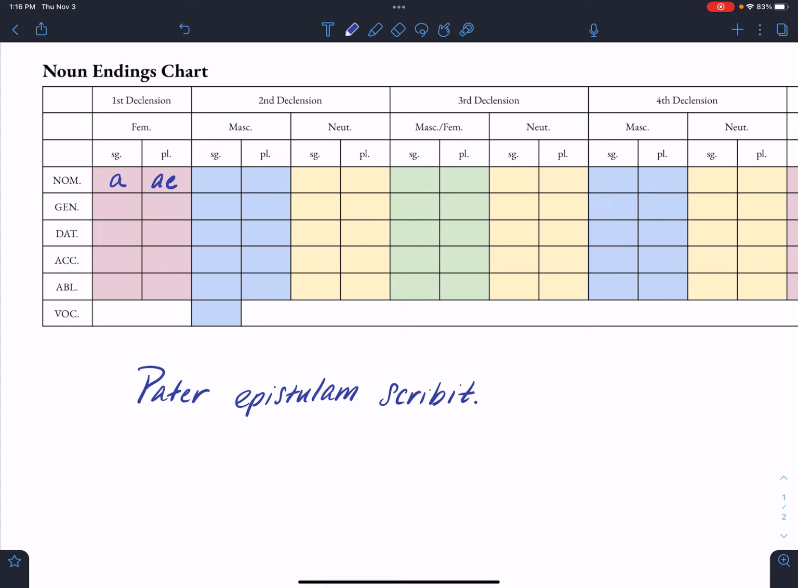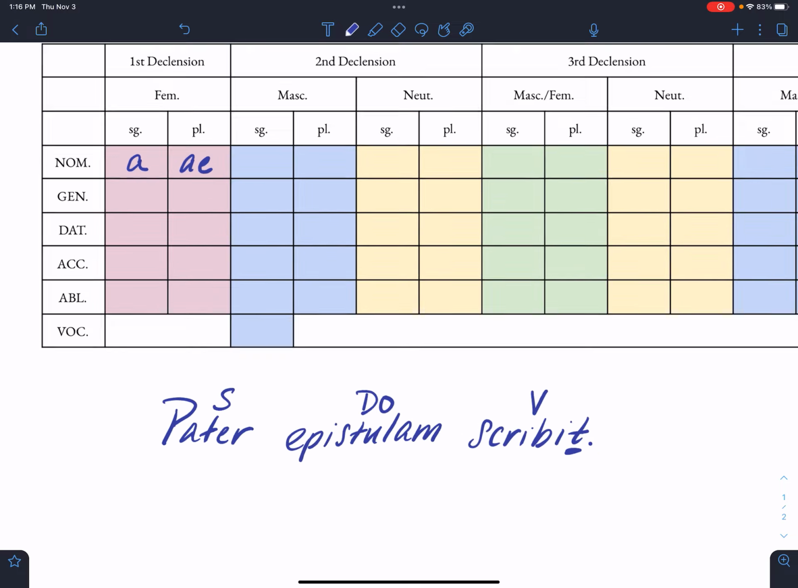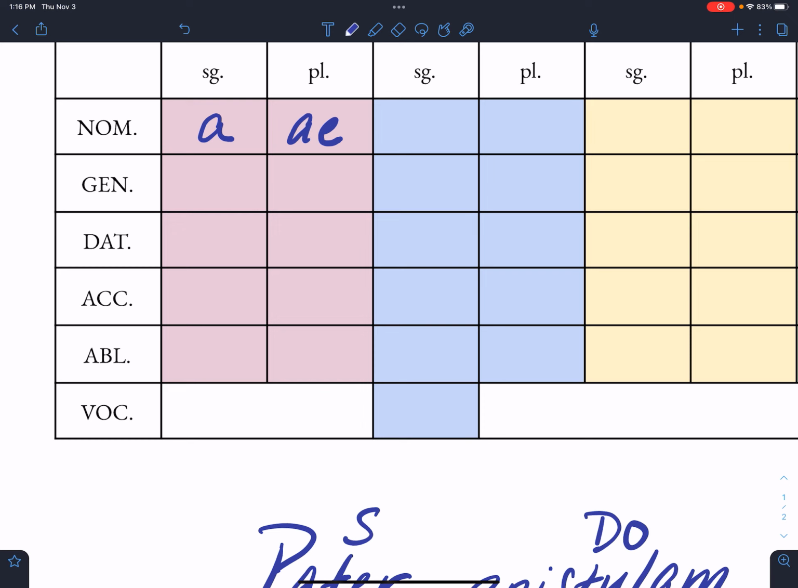Okay, this next example, pater epistulam scribit. Pater epistulam scribit. Now, what's my verb? Scribit is my verb. Okay, now it's singular, so we need a singular subject. Do we have one? Yes. What is it? Pater, good. Now what about epistulam? It ends in an M, so how would I mark this up? D-O. Okay, good. Now, we're going to put our third ending in the chart. That's going to go right here.